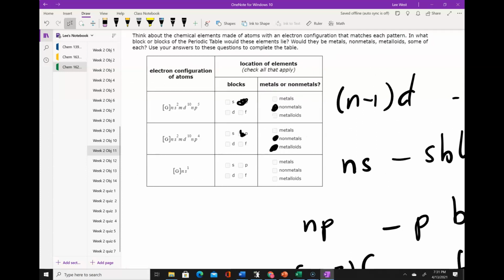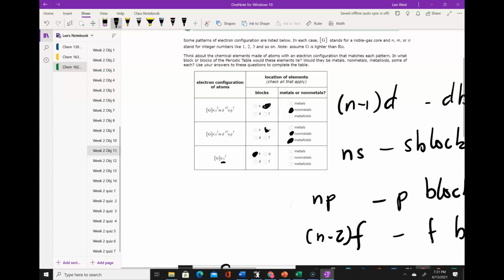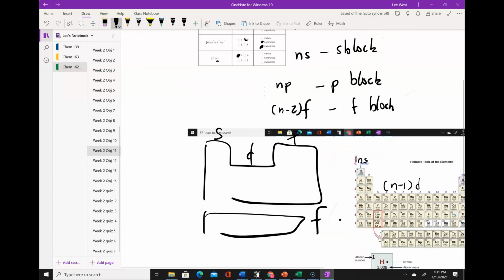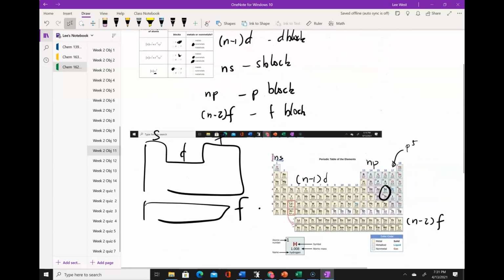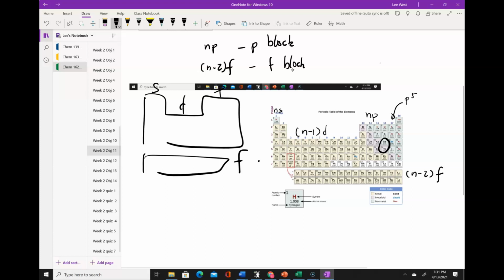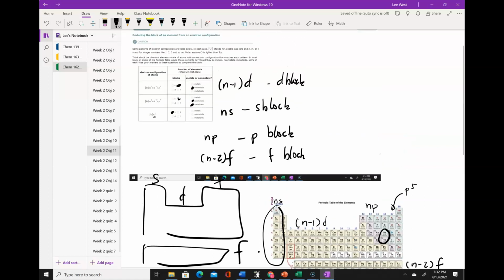Okay, so this one has 1 electron in an S subshell on the outside of its electron configuration. So its outer electron is an S, so it's in the S block, and then we have to decide what elements these are to decide if it's a metal or a non-metal. All of the ones in group 1A have electron configurations that finish ns1, right?